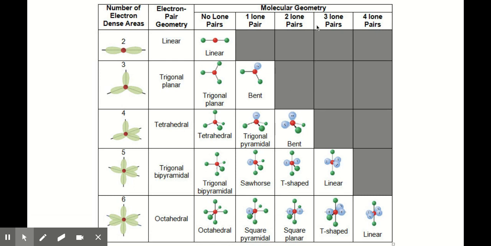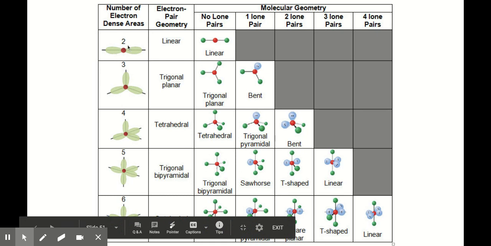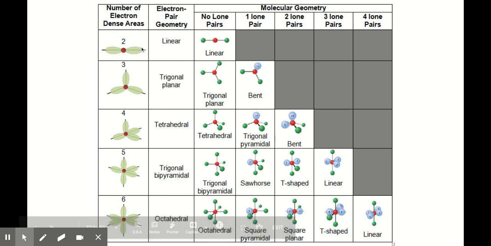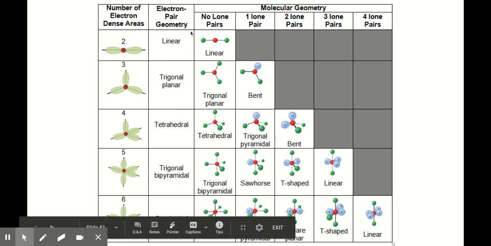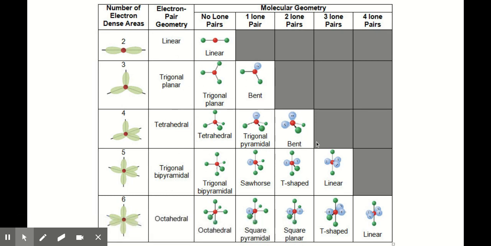So when you have this, you're looking at the number of electron dense areas. Okay, so this is your steric number, if you will. So for your steric number here, you have like two bonds, two bond angles. One of these electron dense areas can be an area of lone pairs. So that's something to keep in mind. Geometry is going to be kind of the umbrella term for it, and within that you have your very specific names for each of these.